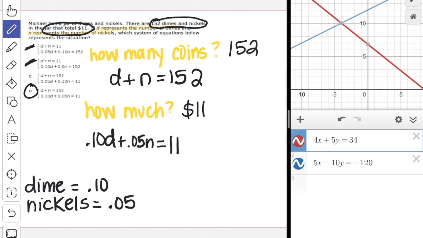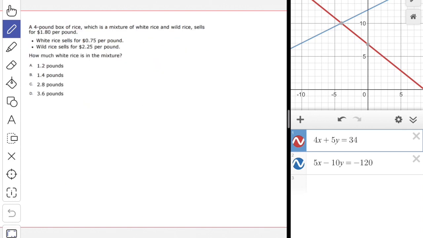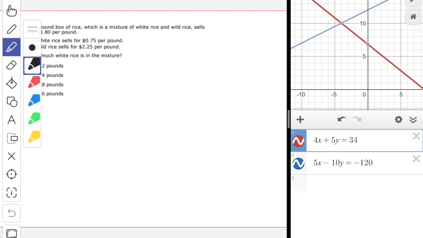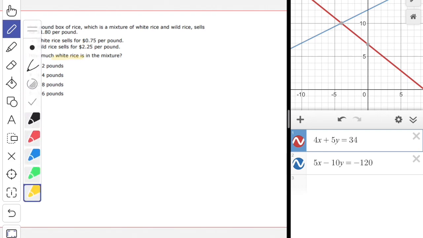All right, so the next one, I have a 4-pound box of rice, which is a mixture of white rice and wild rice, and they sell for $1.80 per pound. The white rice sells for $0.75 and the wild rice sells for $2.25. How much white rice is in the mixture? So the first thing I should recognize here is I'm looking for white rice. When I'm done, I need to make sure I've got the correct answer. That is probably 50% of the wrong answers we get, because they give us the wrong variable.